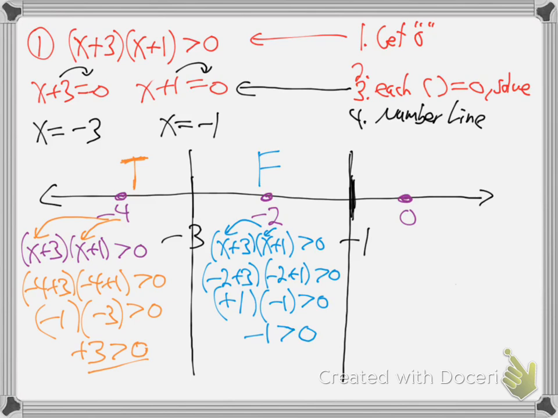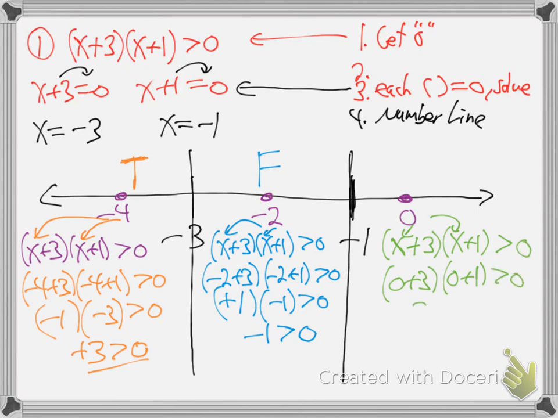And then the next section, again, we're going to plug into x plus 3, x plus 1, plug in the 0. What do you get? 0 plus 3, greater than 0. That'd be 3 times 1 is greater than 0. 3 is greater than 0. Is that true? Yeah, that is true. So the answer is the true sections. So this section and this section.